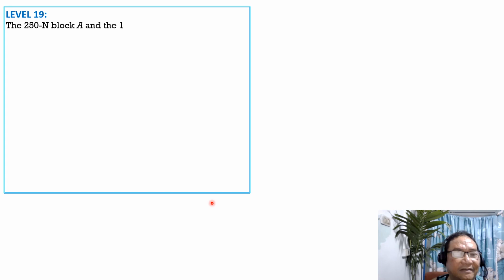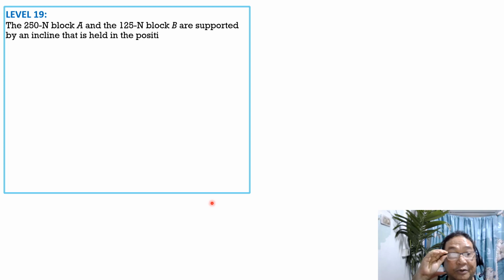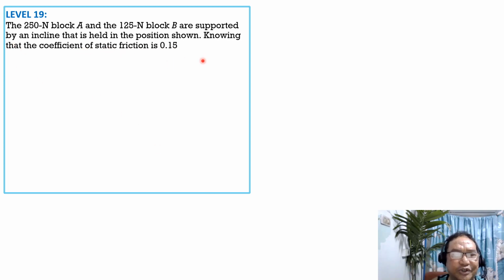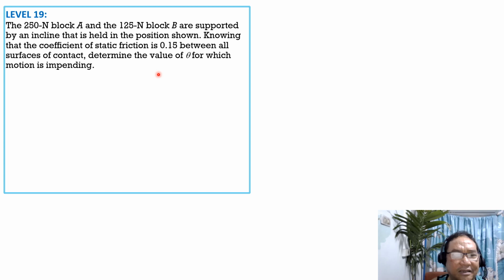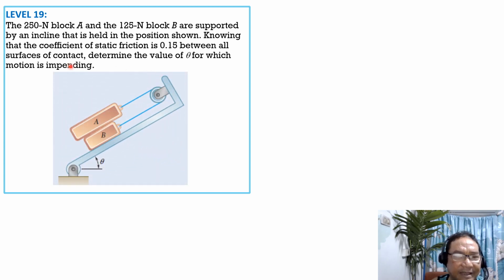Level 19: the 250 Newton block A and the 100 Newton block B are supported by an incline that is held in the position shown. Knowing that the coefficient of static friction is 0.15 between all surfaces of contact, determine the value of theta for which motion is impending. So again, motion is impending, so we use the coefficient of static friction 0.15 in computing the maximum frictional resistance.